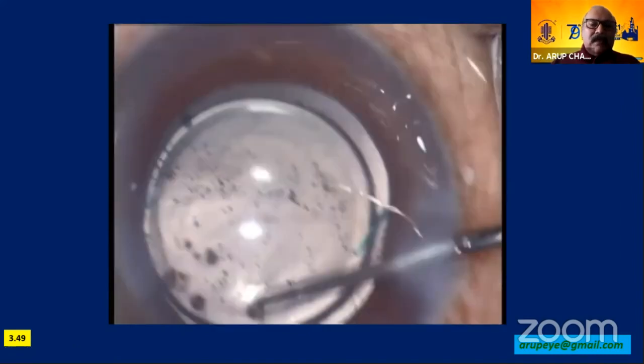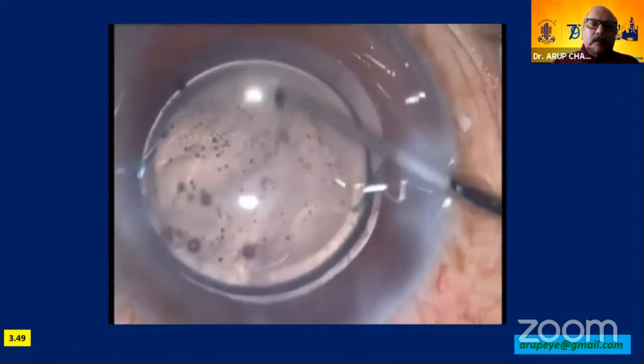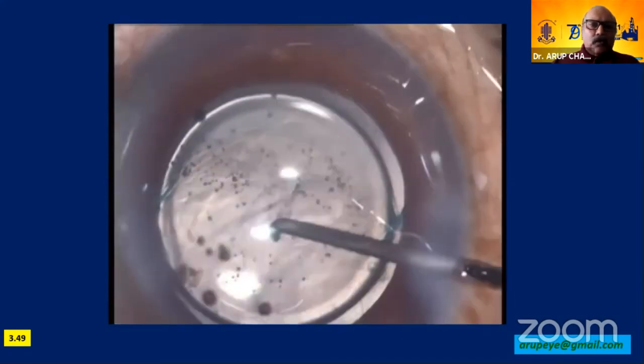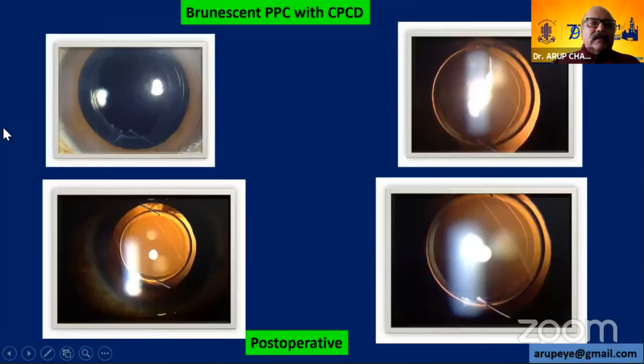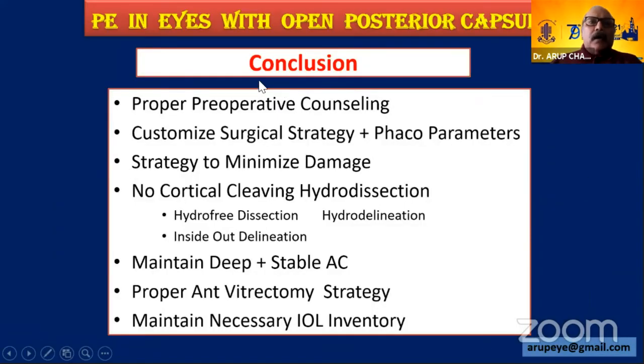So now the lens, though it is a 3-piece lens, 13 millimeter length and 6 millimeter optic, is going to stay very stable in the ciliary sulcus. And this is the post-op picture. This patient has been under follow-up. He has done well. So friends, I would like to conclude by saying that all these patients need preoperative counseling.